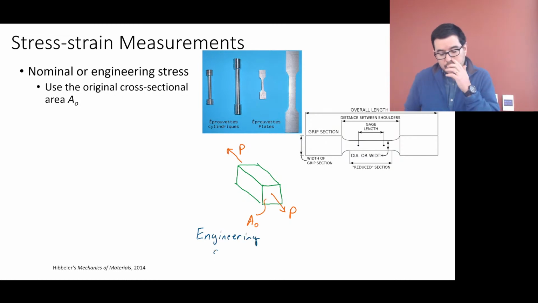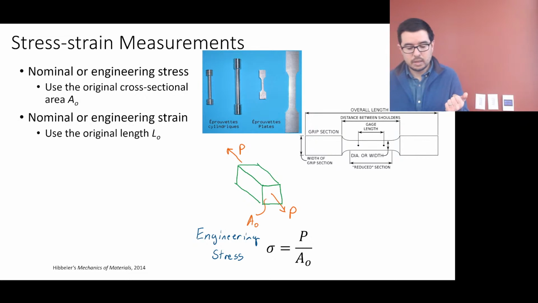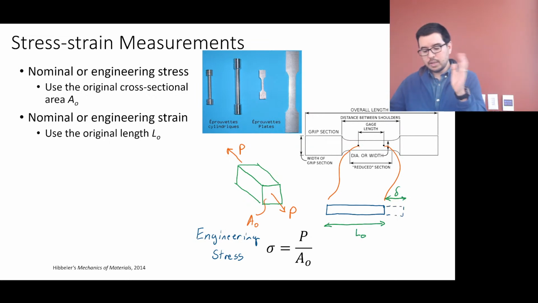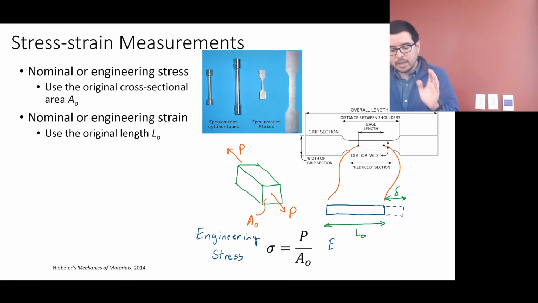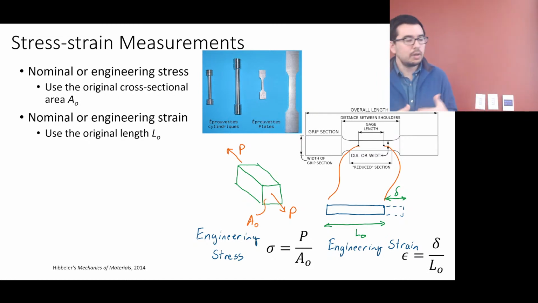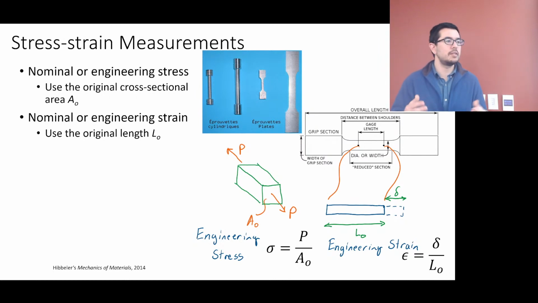So the engineering stress is just this force divided by the initial cross-sectional area. The nominal or engineering strain is going to be based on the original length. So we're going to measure that length and then say, what is the little delta? And that little delta divided by L naught is going to give us the strain. Again, there are other ways of calculating strain, and this is typically good enough for this class, for what we're going to be discussing.